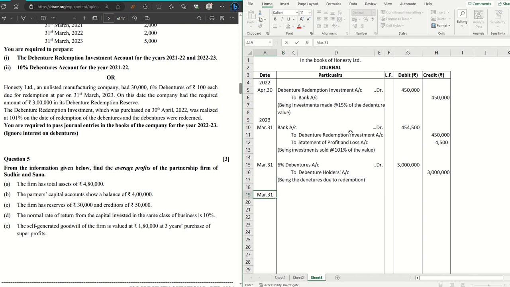The next journal is you're making the payment to the debenture holders. So, debenture holders account debit to bank account, which will be the same amount that we have here, 30 lakhs, being payment made to the debenture holders.